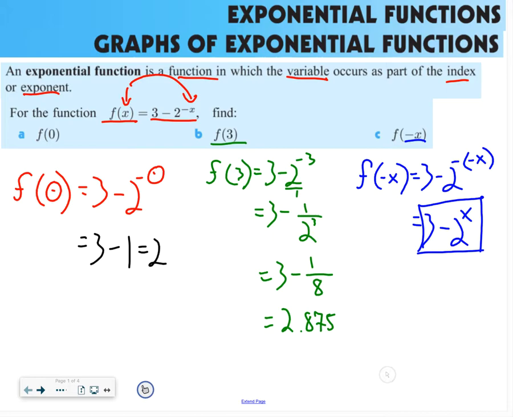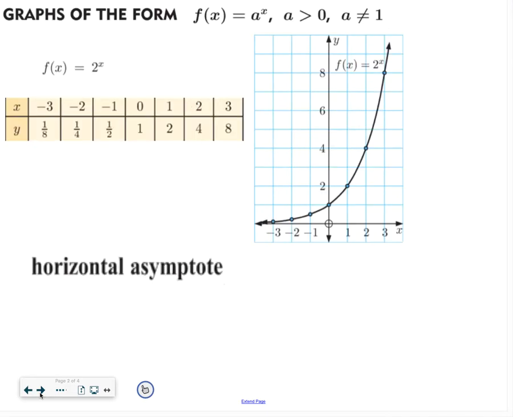Let's go ahead and look at our graphs and how these functions are going to look. We're going to look at the first, just basic form, of f of x equals 2 to the x. You can see that our a value is greater than 0. So 2 is greater than 0. And we can't let a be equal to 1, because if we just have 1 to any power, it's always just going to be 1. So we've got to have something other than 1 to show growth or decay.